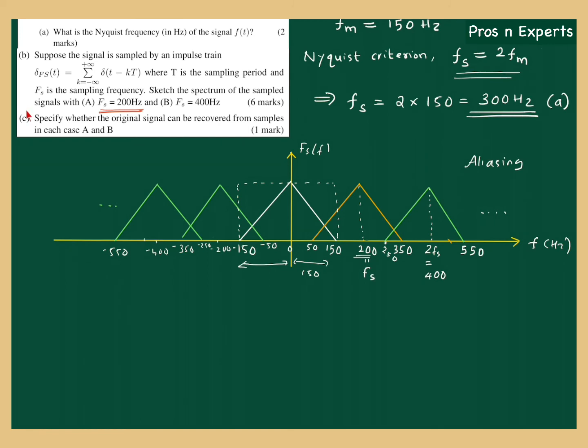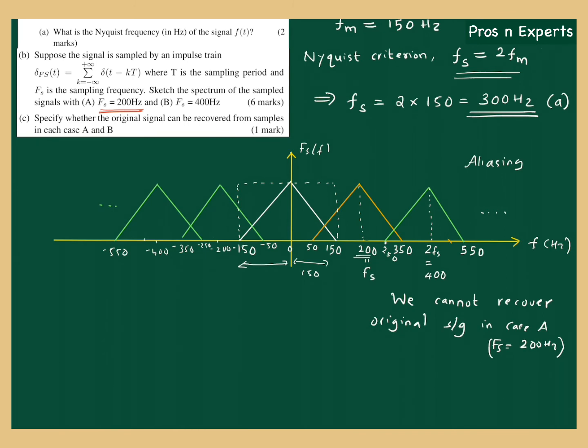So that's apart from our question number C. Specify whether the original signal can be recovered from samples in each case, A and B. Case A we have already seen, it comes under the aliasing property. So I can write the answer to question C here itself. We cannot reconstruct or recover the original signal from the sampled signal in case A, where fs is equal to 200 hertz.